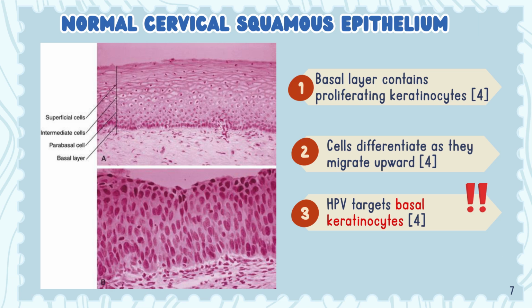As these cells move upward, they become more mature through a process called differentiation. Eventually, they reach the superficial layer and are naturally shed. This is important because HPV only infects the basal keratinocytes, as these are the only actively dividing cells.